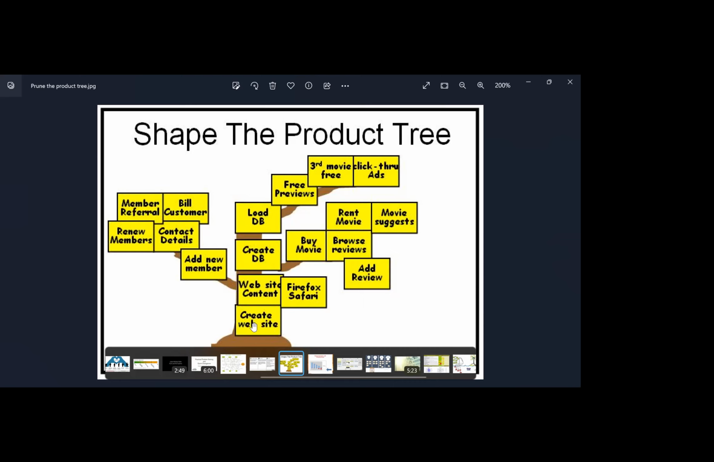Again, here also we can use a flip chart for drawing the tree, and then these can be yellow sticky notes. Is that okay? Yeah, that's fine. The only thing, Pankaj, what's the major difference between affinity and fishbone?